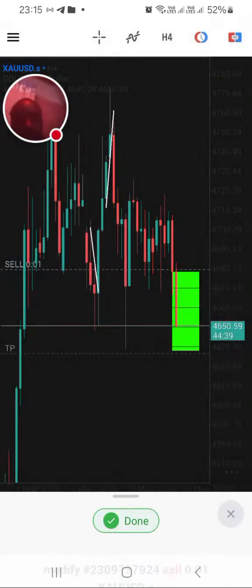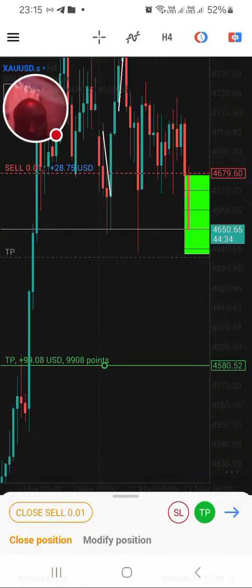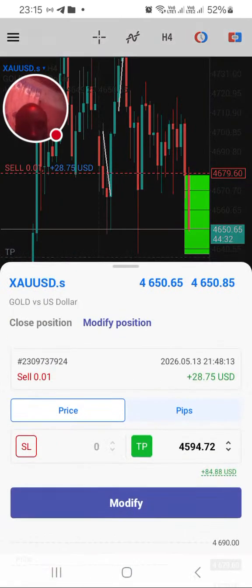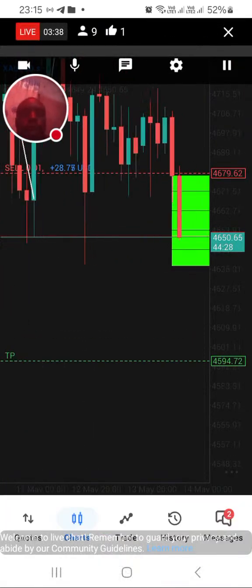Let's modify it. Yes, can we drag? We cannot drag the TP level up to that point. We can drag it, but that is not exactly the TP level, guys.